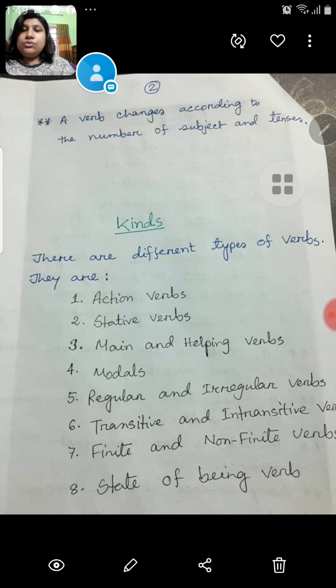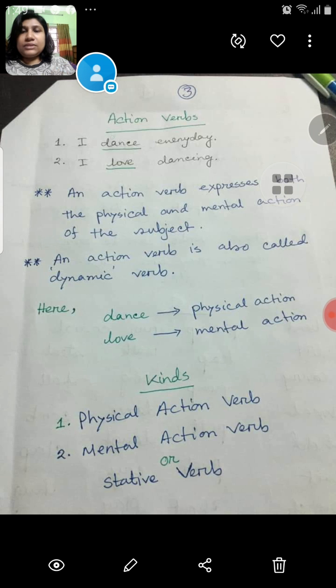Okay, now let's have a look at why the verbs are called action verbs. Here you can see action verbs: I dance every day. I love dancing. So here I am talking about my choice, what I like to do. So I dance every day.